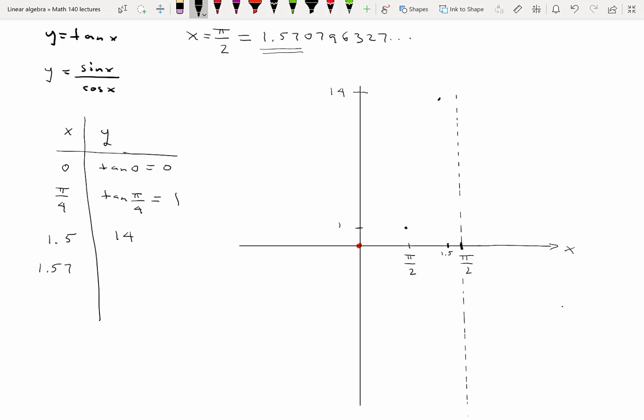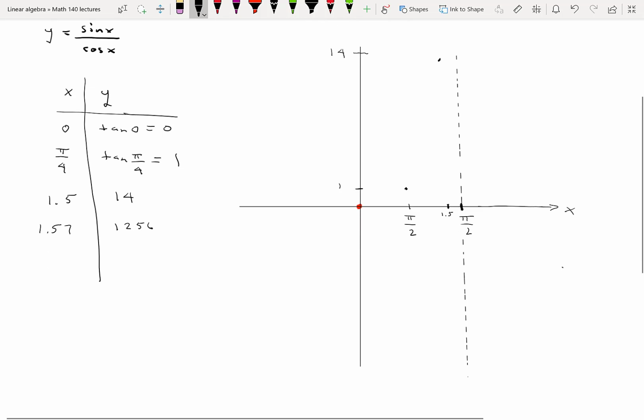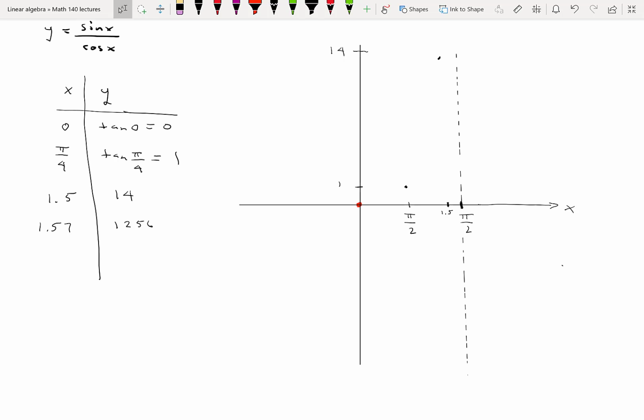So I'm increasing the previous x value by a very little bit. The increase from 1.5 to 1.57 is by 7/100ths of a point. So I'm not making x that much bigger. However, the y value becomes disproportionately bigger than the previous y value. So the y value is about 1,256. So that's pretty startling.